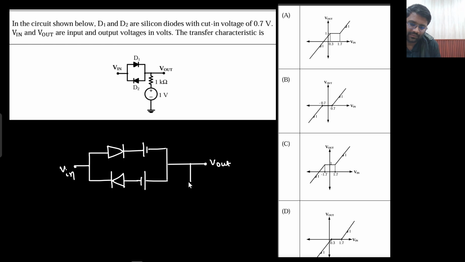Then there is this 1 kilo ohm resistance, and then there is this 1 volt. This would be the circuit, and both diodes have a cut-in voltage of 0.7 volt. Now, sir, I need to make the characteristics and match the option. This would be a long task.